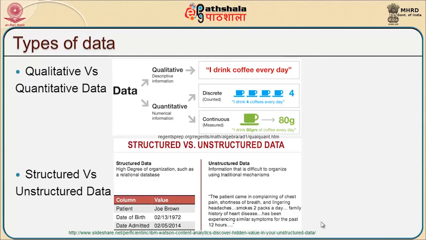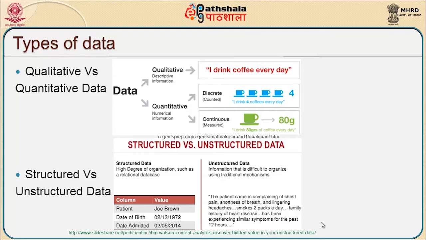Now looking at data, we have two different classes of data. One is qualitative and quantitative data, the other is structured and unstructured data. Qualitative data is something like: I took a cup of coffee today, or I drink coffee every day. Quantitatively I say I drink 4 coffees every day, where I mention a discrete value which is purely counted. So 4 is a number which presents the count of how many coffees I had on that particular day.